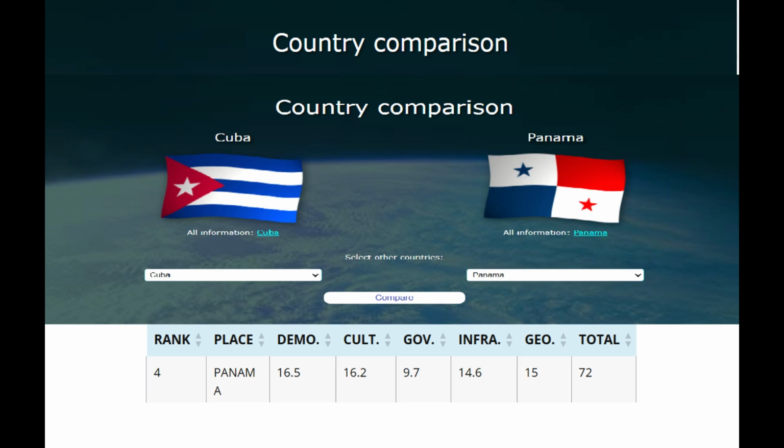At fourth is Panama with a score of 72. So it's literally a 0.1 score lower than Nicaragua. So it easily could have been third. Now, on to the five categories. We're going to focus on the demographics first.